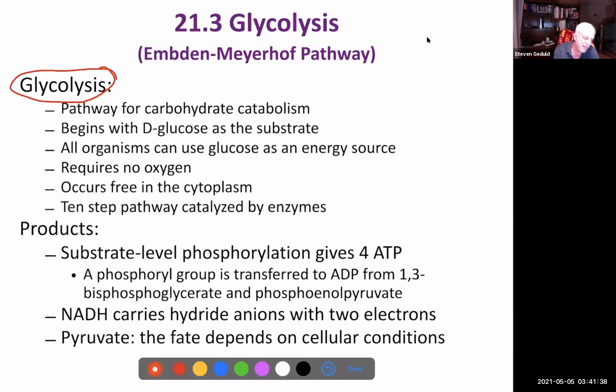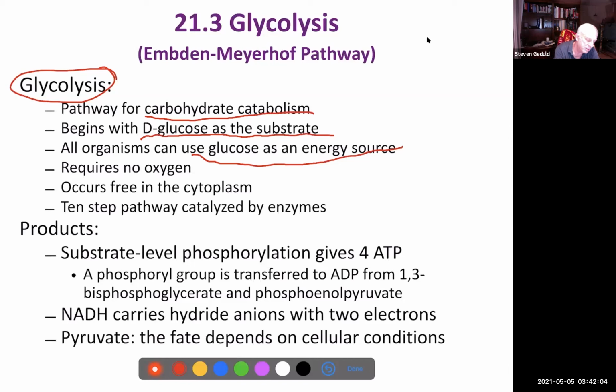It's a pathway for carbohydrate catabolism. Remember, carbohydrates are sugars made up of polymers, which go back into disaccharides and then monosaccharides. You begin with D-glucose as your substrate. So you break everything down to D-glucose. That's what you're going to start with. All organisms can use glucose as an energy source. They can all use glucose to produce ATP.